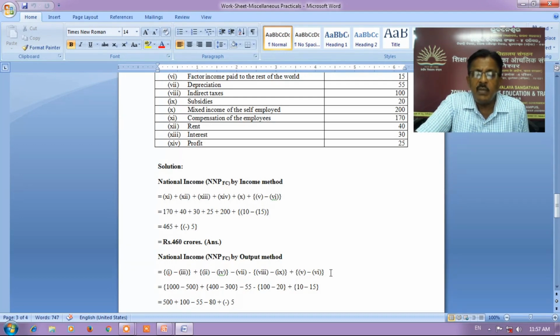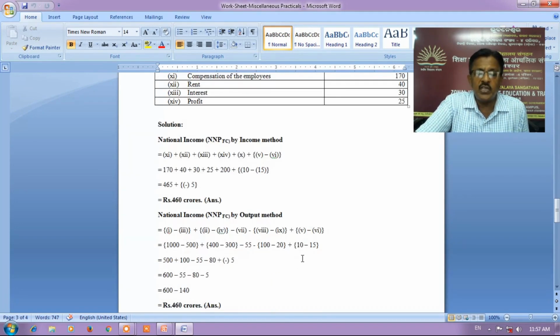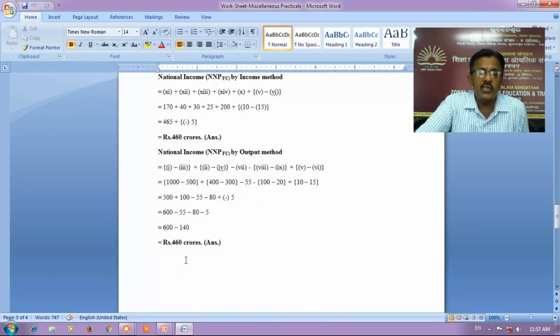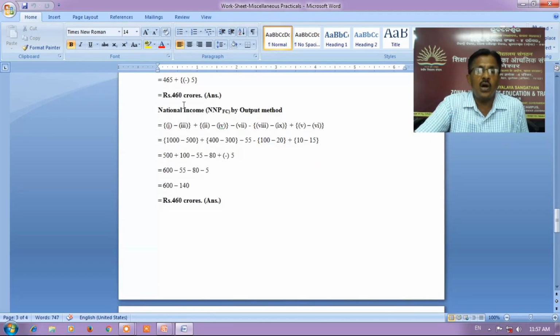Plus 5 minus 6. What is 5? 5 is factor income received from the rest of the world, minus 6, that is factor income paid to the rest. So that is net factor income from abroad. So 5 minus 6 is to be added. So the result is 460. So here the value, that is NNP at factor cost, by both methods is the same, 460 crore.